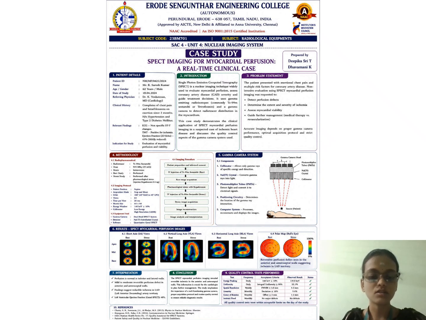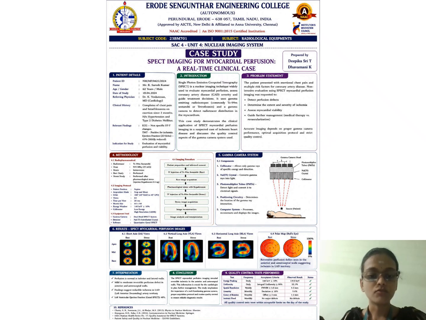The patient was a 62-year-old male who presented with chest pain and breathlessness for the past 2 months. The patient had important risk factors including hypertension and type 2 diabetes mellitus. The ECG showed no significant changes, however, the treadmill test, or TMT, was positive for ischemia. The patient's left ventricular ejection fraction was around 45%.